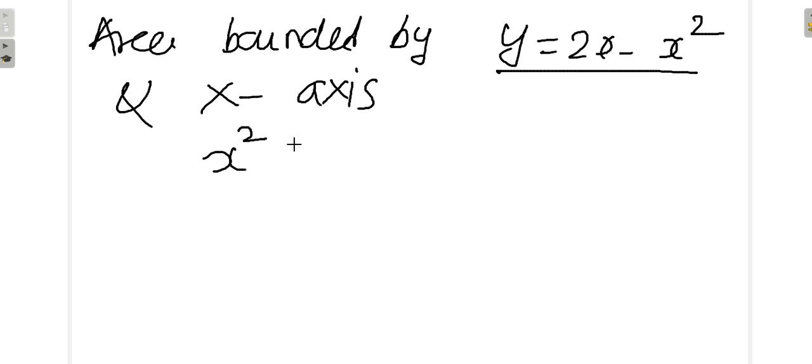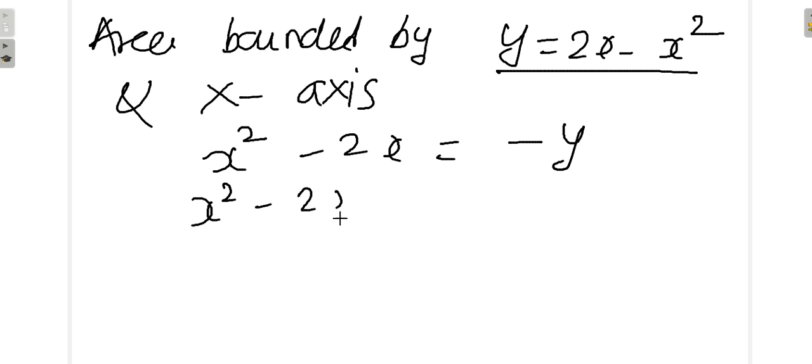First I will keep the sign of x square as positive, so I will transfer it to this side. So I have x square minus 2x equal to minus 1. I brought everything on this side. Now I will complete the square. What is the last term of this square? x square minus 2x plus 1. So I will add 1 on this side, and I will add 1 on this side also.